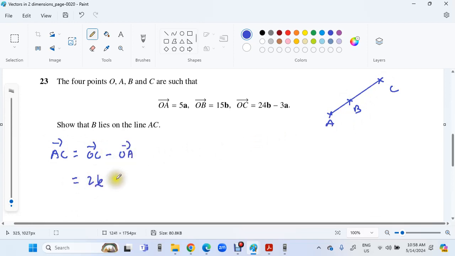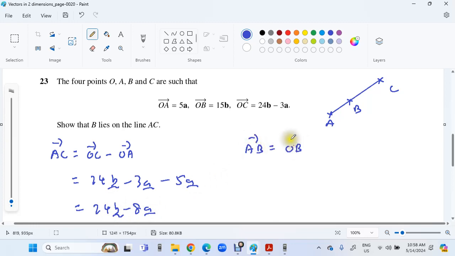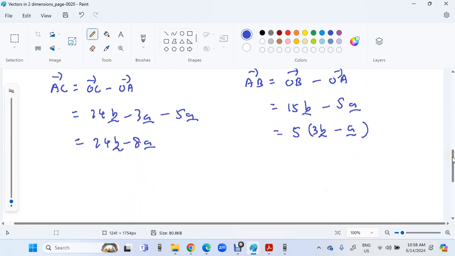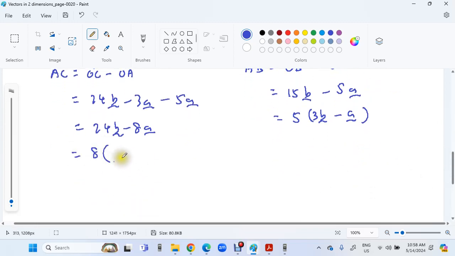That is 24b minus 3a minus 5a. Then it is 24b minus 8a. And then we want to find AB, which will be OB minus OA. Then this will be 15b minus 5a. So we can factorize the 5, then we have 5 times (3b minus a). And this one, we also can factorize the 8, then we have 8 times (3b minus a).